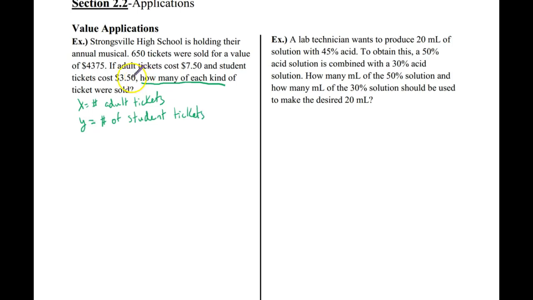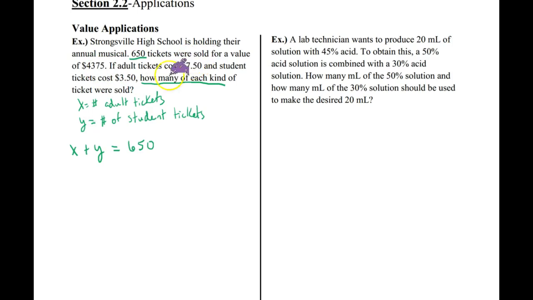Alright, now that we know that this represents the number of adult tickets and this is the number of student tickets, we know the total number of tickets that were sold. So the number of adult tickets plus the number of student tickets needs to add up to the total number of tickets that were sold, which is the 650 tickets.